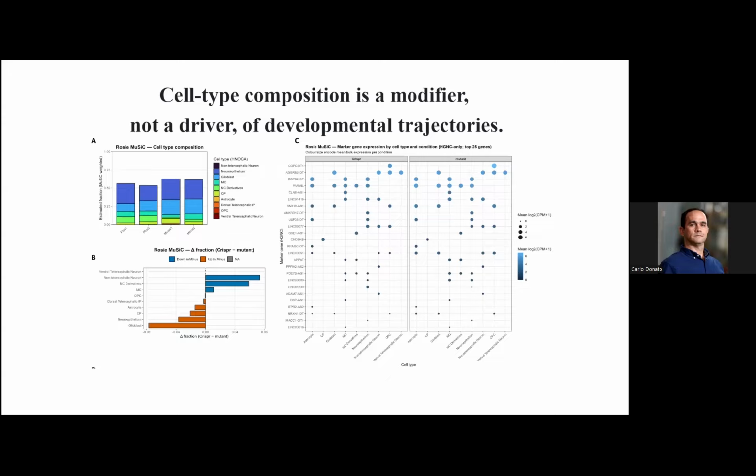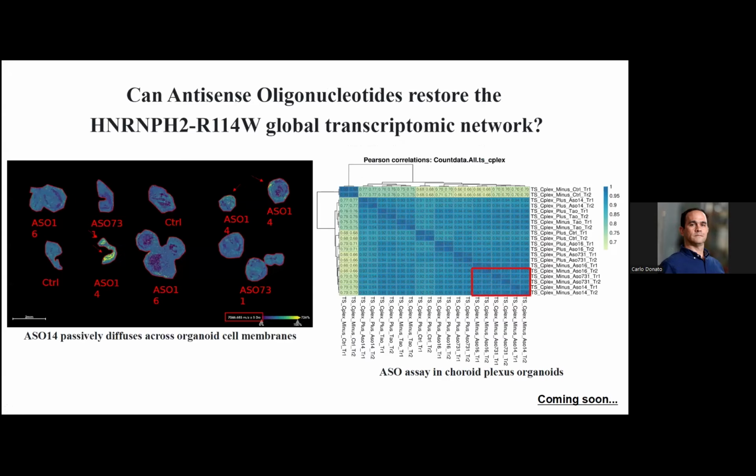And while cell type differences are real and reproducible, the magnitude is modest. So across samples, neuronal fractions in minus organoids are about 5% lower on average than in plus organoids. And that supports the conclusion that cell composition is just a secondary factor and not the main driver of genotype-related changes in the RNA landscape.